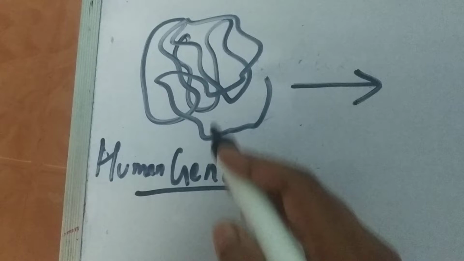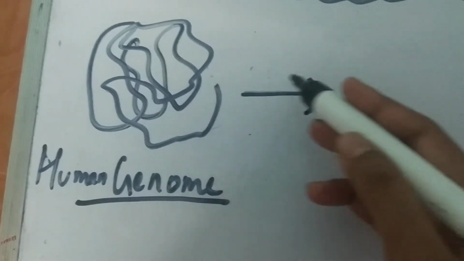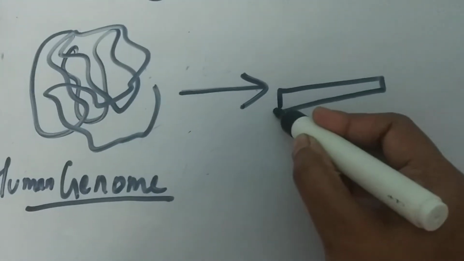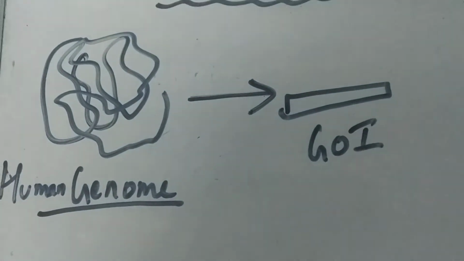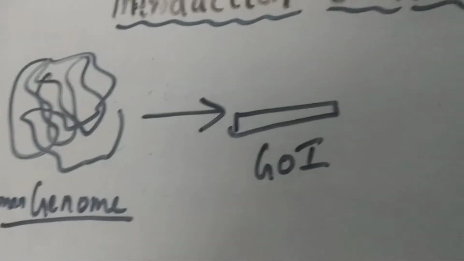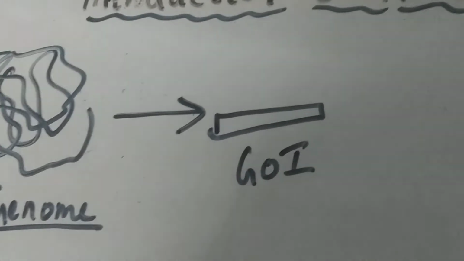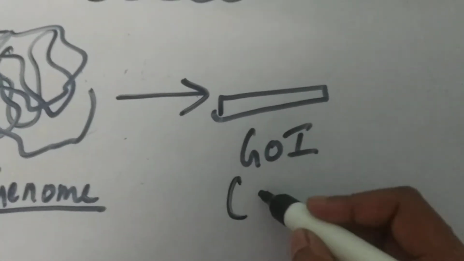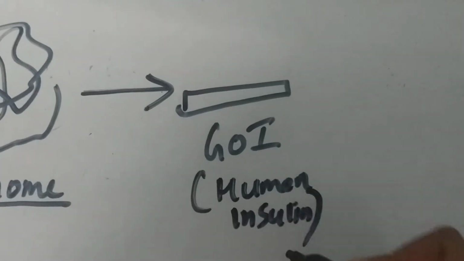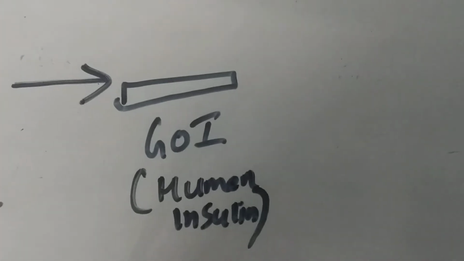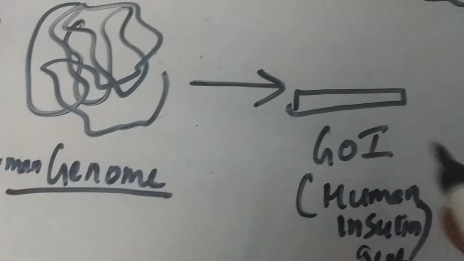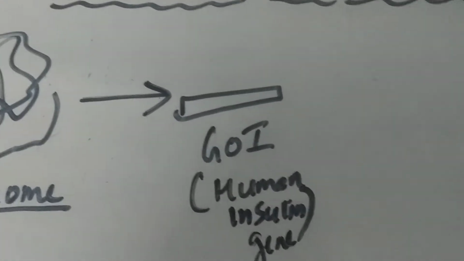This is the genome. Let's say this is a human genome, and from the human genome I'm going to isolate a gene of my interest. Gene of interest is GOI, and I have isolated the gene of interest. Now let's say this is human insulin. Just to make it interesting, I'll call it human insulin. So this is the human insulin gene. From the human DNA I have isolated it. So my gene of interest is ready.